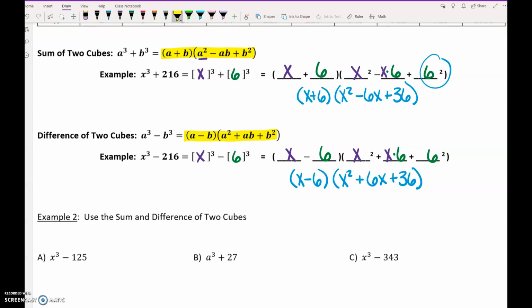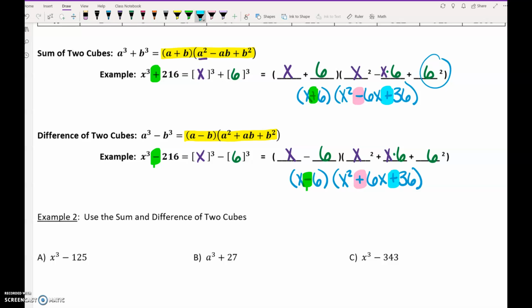Let's look at those signs. The first sign matches what you originally started with. So when we started with plus, that first sign is plus. When we started with minus, the first sign is minus. The next sign is the opposite of whatever we started with. So when we start with plus, the second sign is minus. When we start with minus, the second sign is plus. Notice the last one is always plus.